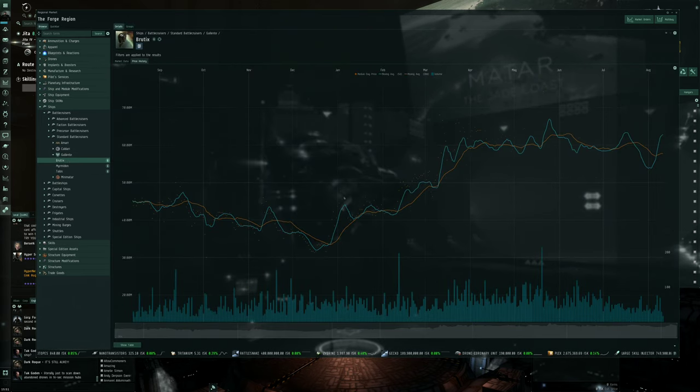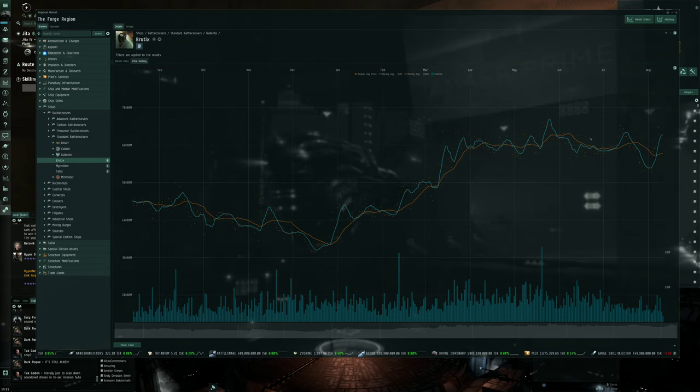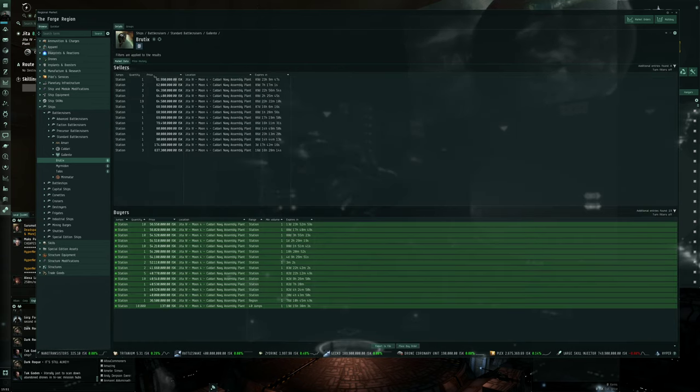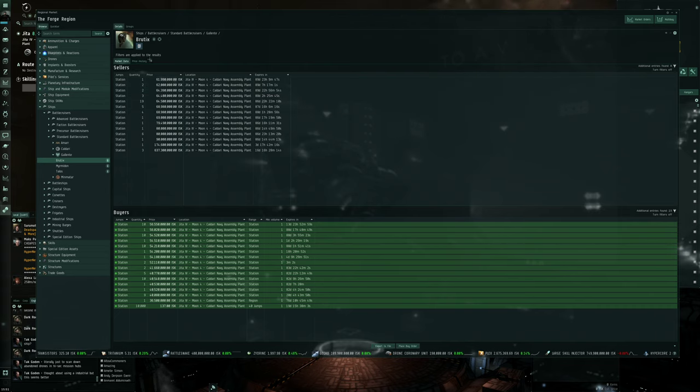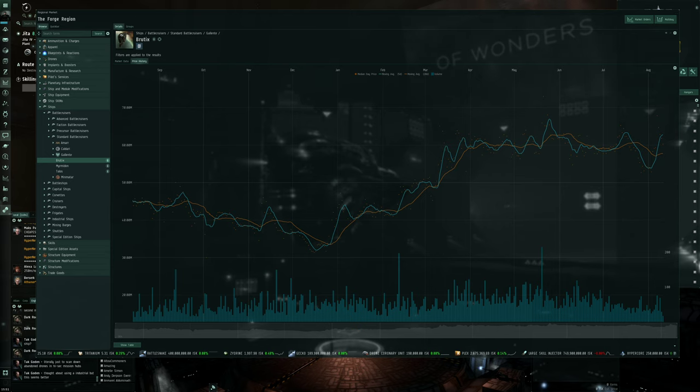Then one that I do think will be very popular is the Brudix. You can see the volumes go up as well. Price-wise, we started off at around 53 million ISK, and right now we're selling at 62 million. Availability has gone down substantially, but none of this feels completely crazy either.